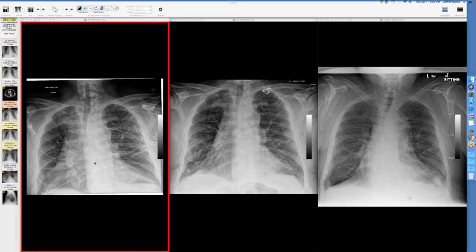So move this out of the way. If we look at the time frame, this is time point 1. This is 2 days later, and this is another 2 days after that. So the first and the last one are about 4 days apart. And the only change is in this superior portion of the aorta here.